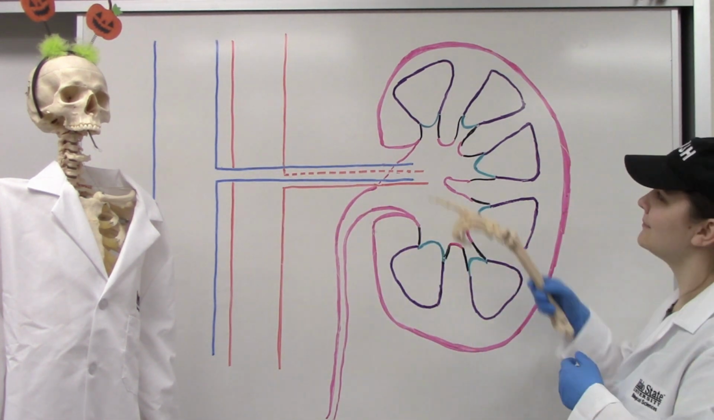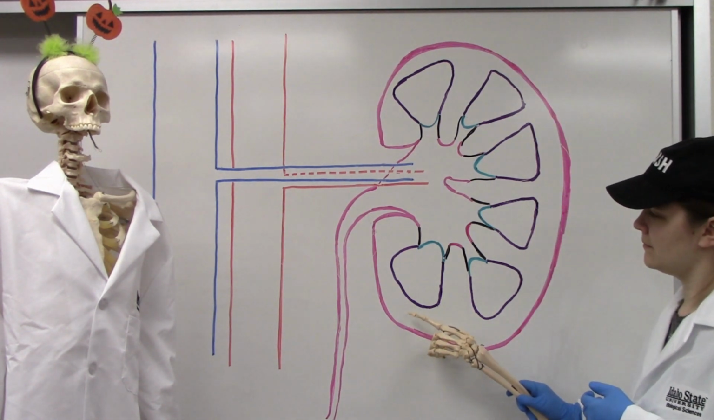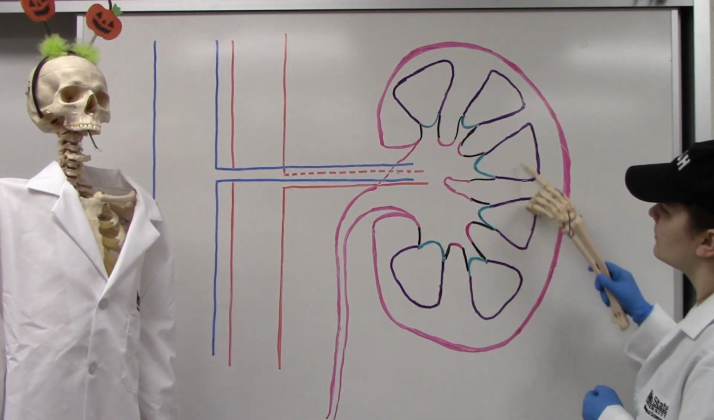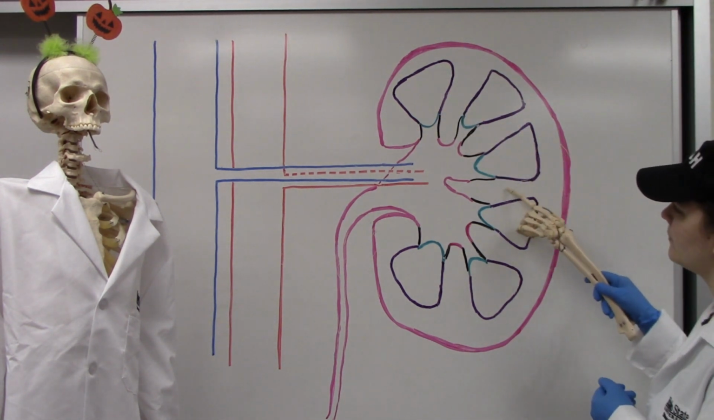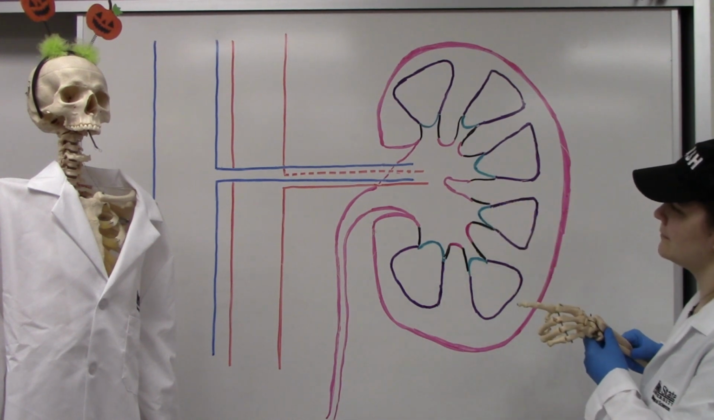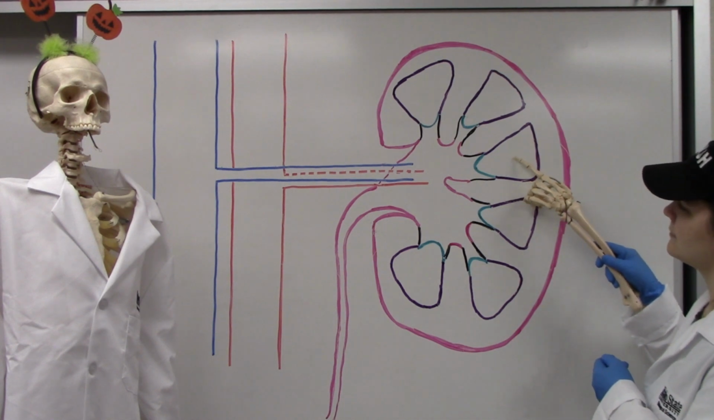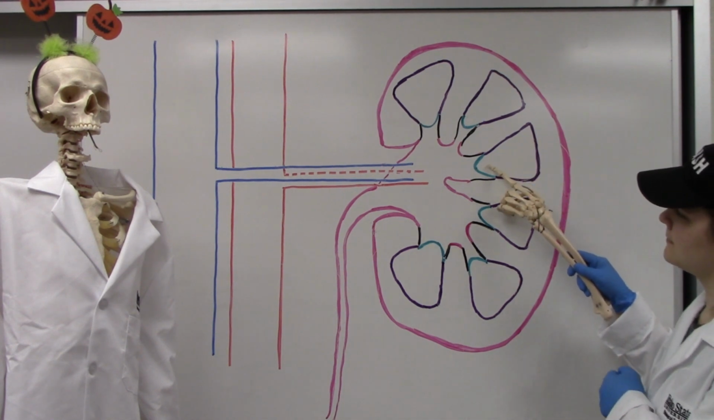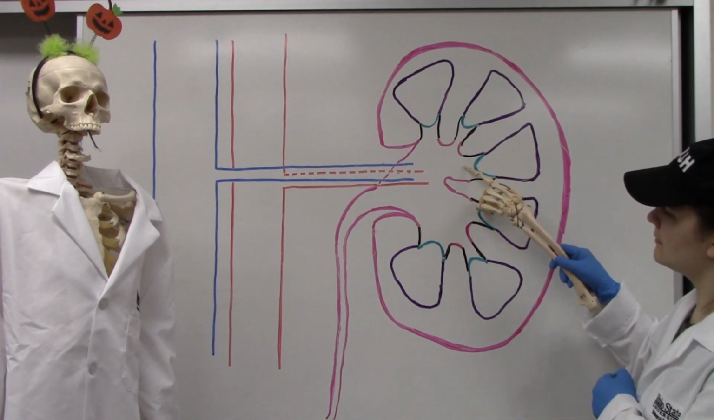The outer portion of the kidney is referred to as the cortex. Moving medially, we have the medulla. The renal cortex extends into the medulla, which are known as renal columns. The renal medulla is composed of triangle-shaped structures called renal pyramids. The apex of the renal pyramid is the renal papilla. The renal papilla points to the minor calyx.